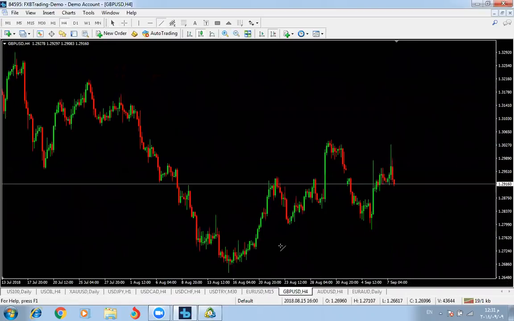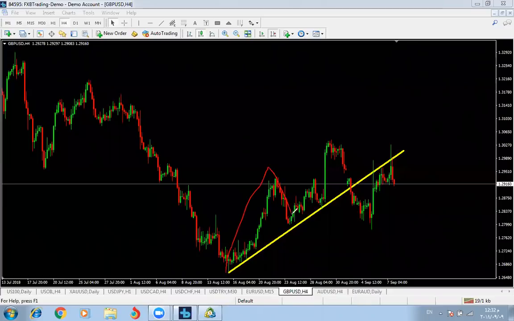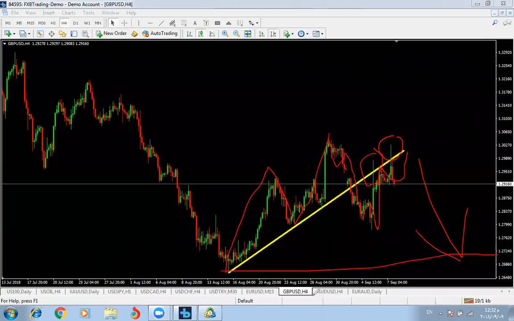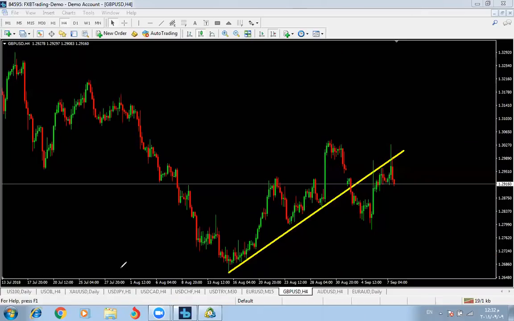This is the whole corrective piece. As we see, this is A, B, C to the upside. We have broken the trend line. We have an impulse to the downside. Then A, B, C to the upside, testing the trend line and failing to close above this trend line twice. So our next move should be impulsively and strongly to the downside. That's all about pound.